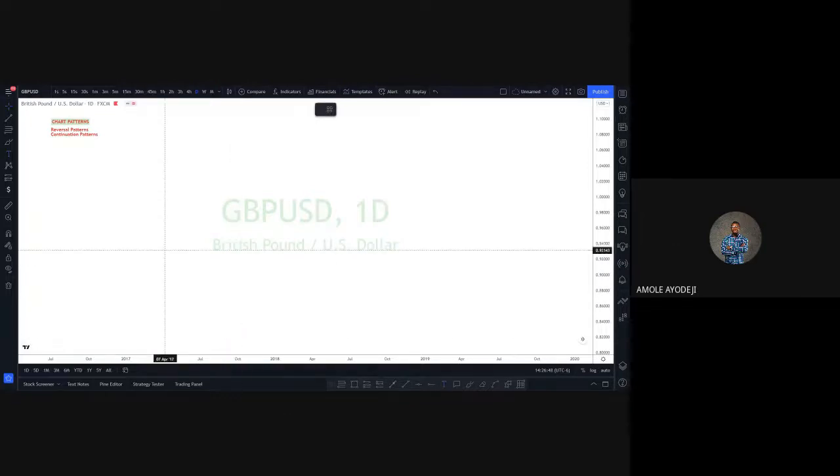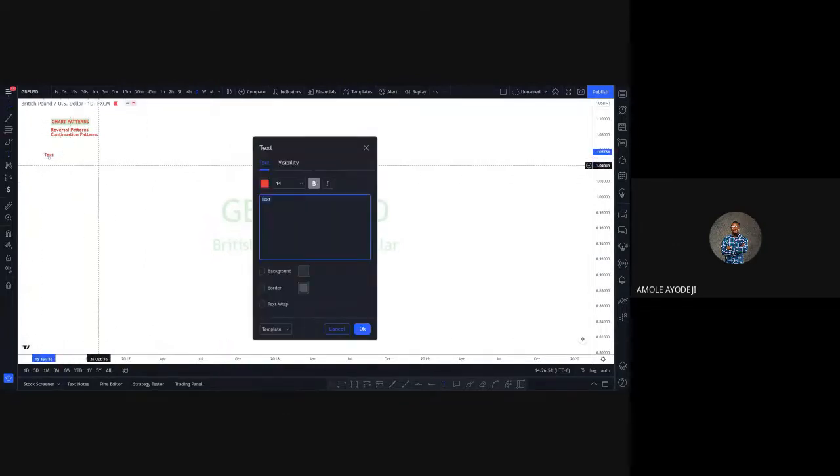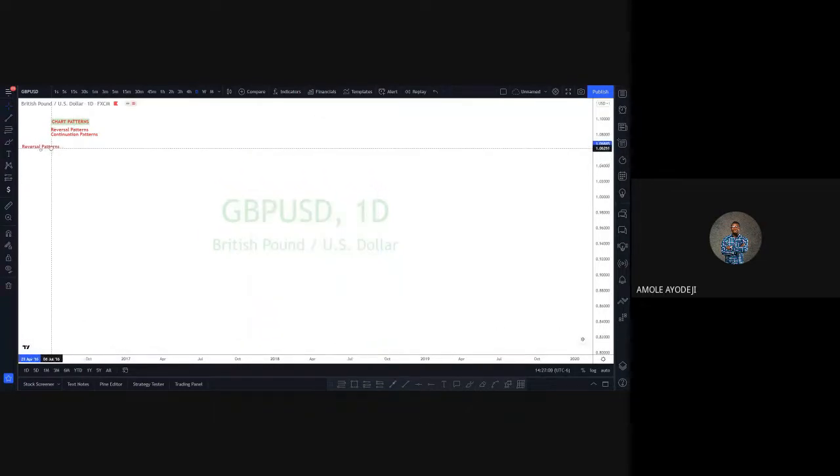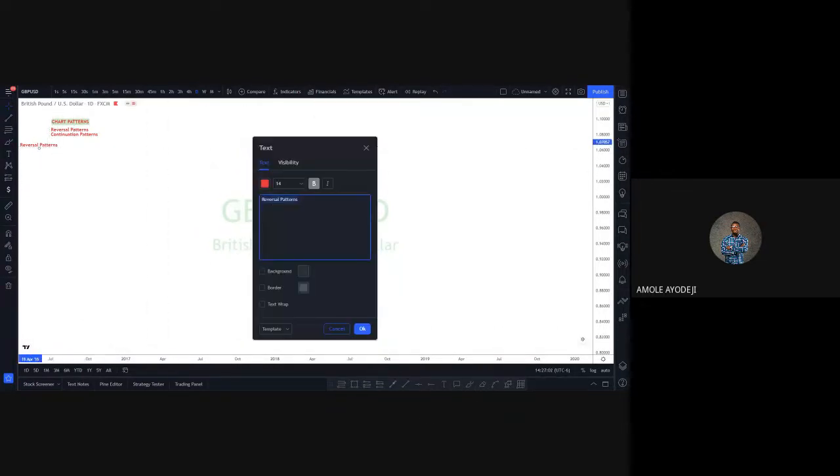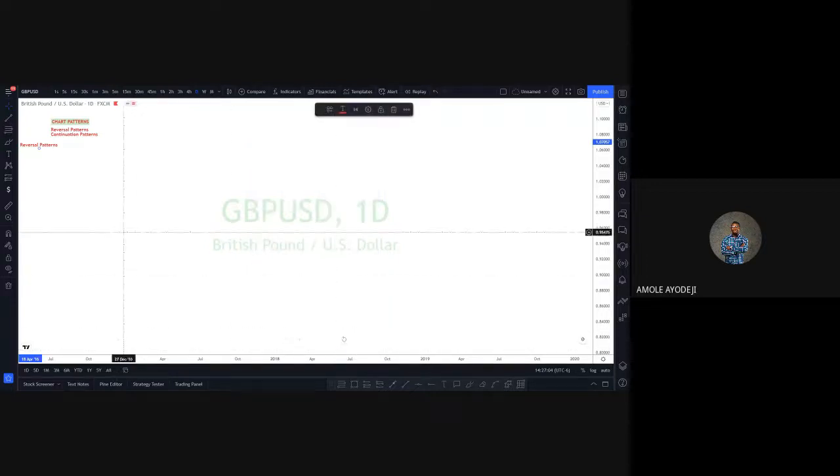Now, under the reversal chart patterns, I'll be drawing them so that you can see them. Let's talk about the reversal pattern now. The first one I'll be talking about in the reversal pattern is the bearish double top. If you have your notes, please write down the bearish double top, and I will draw it on the screen now for everyone to see.